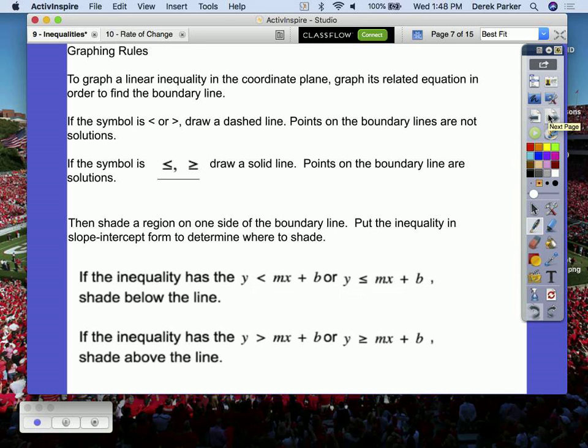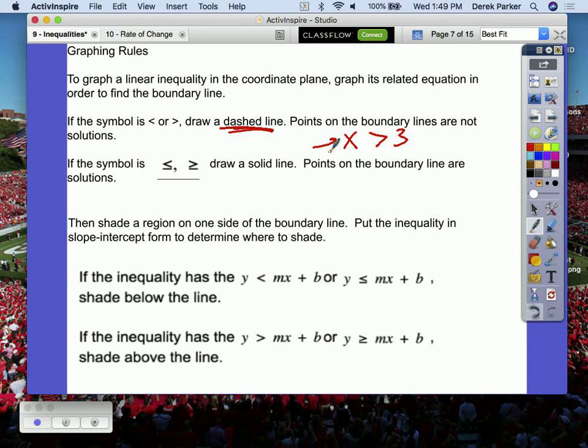Here are the rules for graphing. To graph a linear inequality in the coordinate plane, graph its related equation in order to find the boundary line. If the symbol is less than or greater than, draw a dashed line. Points on the boundary lines are not solutions. Just like in 6th grade when you graphed x is greater than 3, x cannot equal 3, so we left 3 open when we graphed the inequality. Same concept as here. Anything on that line is not a solution, so it has to be dashed.